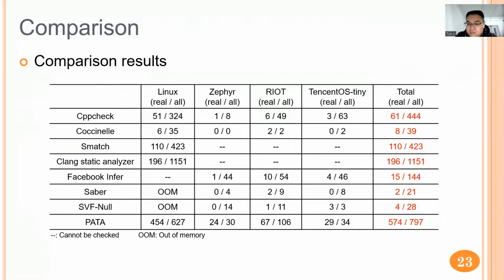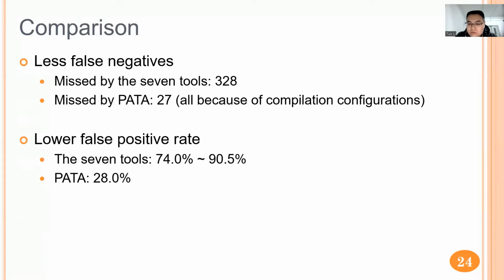We also experimentally compare PATA to 7 state-of-the-art static tools, and this table shows the comparison results. 328 of the bugs found by PATA are missed by the 7 tools, but only 27 of the bugs found by the 7 tools are missed by PATA. Indeed, the source files containing the 27 missed bugs are not compiled with the compilation configurations used in our evaluation, and thus these source files are not checked by PATA. Besides, PATA has a much lower false positive rate than the 7 static tools.